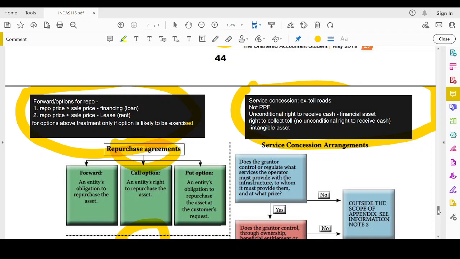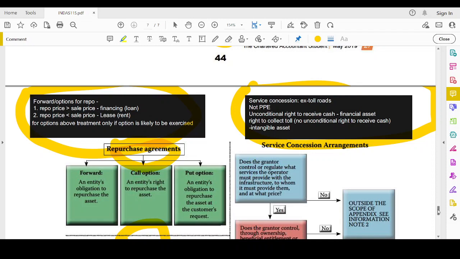To the extent the entity has an unconditional right to receive cash, it will be treated as a financial asset. Financial asset in the Ind AS would mean any asset which can be converted into cash, which can be recovered as cash. In this case, generally the government pays you a certain amount initially as a bulk amount, and later on the remaining amount you recover as toll charges. The unconditional right to receive the initial bulk amount is known as a financial asset.